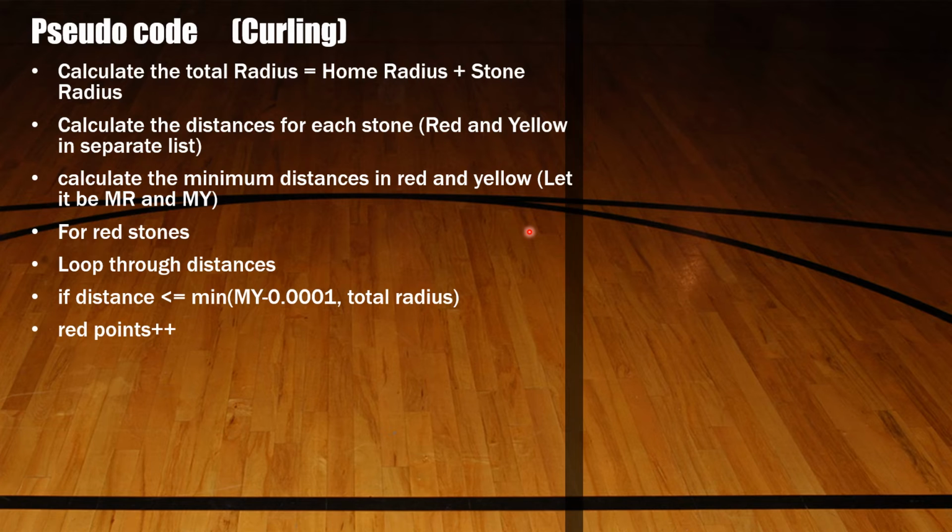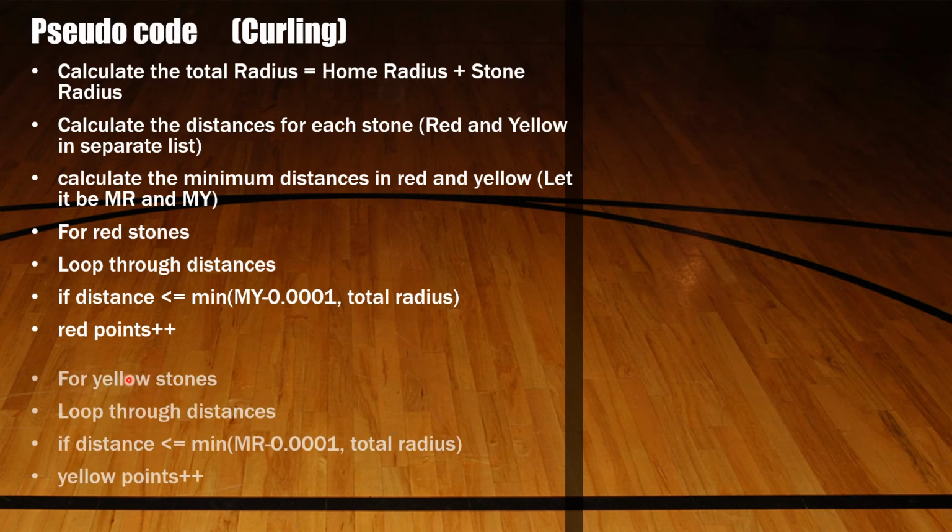Here there are two sections: one is for red stones and one is for yellow stones. For red stones, loop through the distances, and check if the distance is less than or equal to the limit. One limit is the total radius, which we got from here, and the other limit is the minimum distance of the yellow stones, and it should not be equal either. That's why I'm reducing it by 0.001. If it is less than that, then red gets a point, right? That's what I'm doing over here.